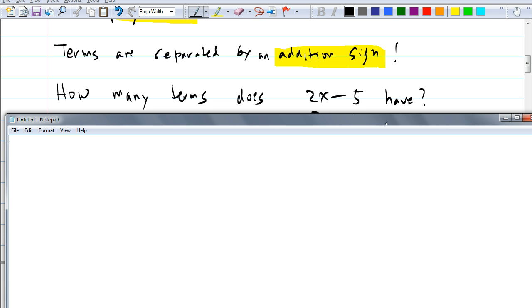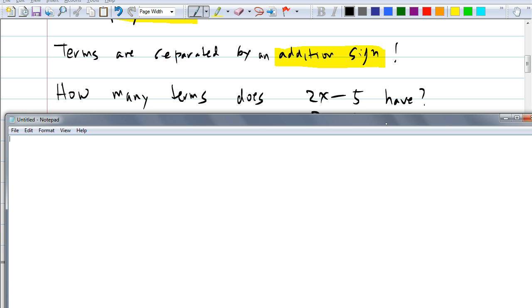And what we just said here, terms are separated by an addition sign, right? So some people have 1, some people have 2. Very good. So for those of you that said 1, why did you say 1, Chuck? Because it does not have an addition. Yeah, I don't see any addition sign, right?